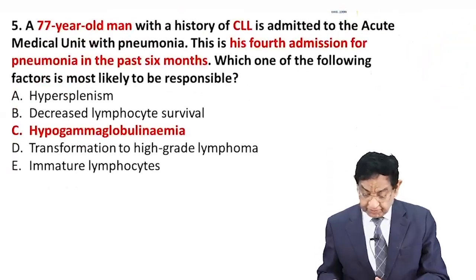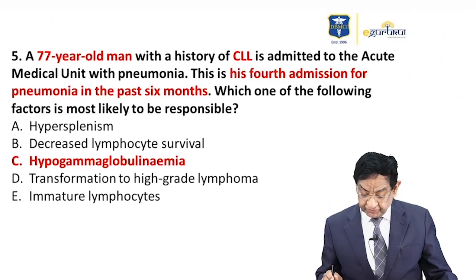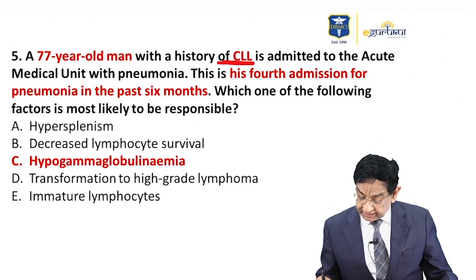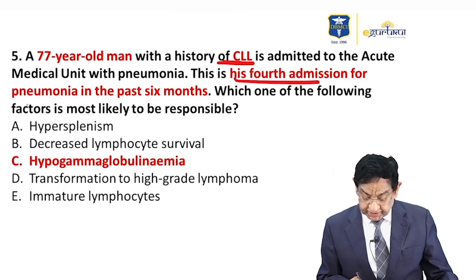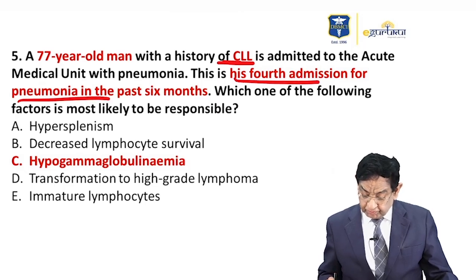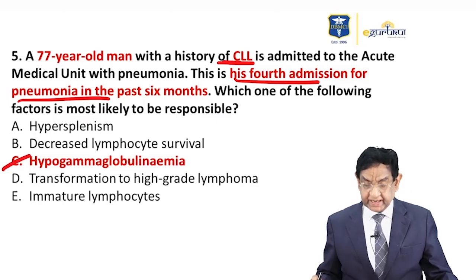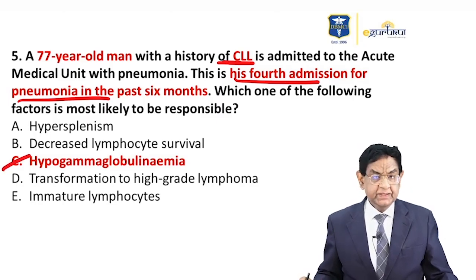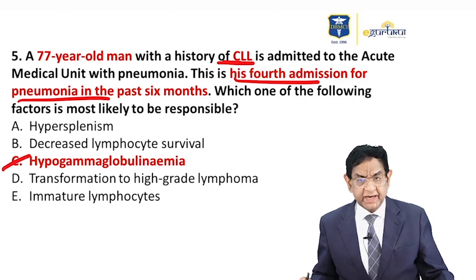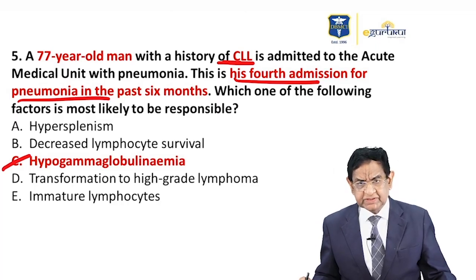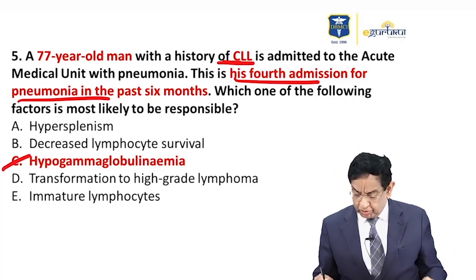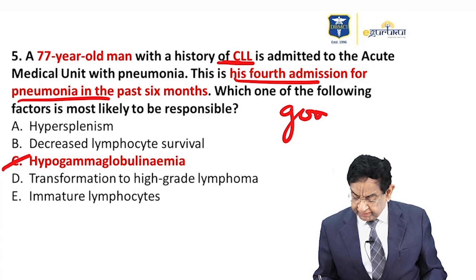Okay. Question number 5. We have a patient of CLL with a fourth admission for pneumonia. The most likely reason for this is hypogammaglobulinemia. Again, a very important feature of CLL is that the normal immunoglobulin level is reduced.